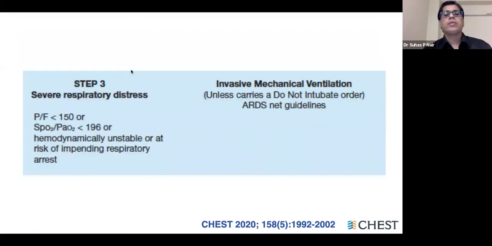Most importantly, you should identify when the patient is failing on your non-invasive strategies, when the patient is failing on HFNC or on NIV. It is your duty to pick that up, and you should not delay invasive mechanical ventilation. In the initial part of COVID, people used to delay invasive mechanical ventilation unnecessarily, which ultimately resulted in increased mortality. So whenever the patient is worsening on NIV or HFNC with a PF ratio less than 150, the patient is hemodynamically unstable, or there is impending respiratory arrest, never hesitate to go for invasive mechanical ventilation.